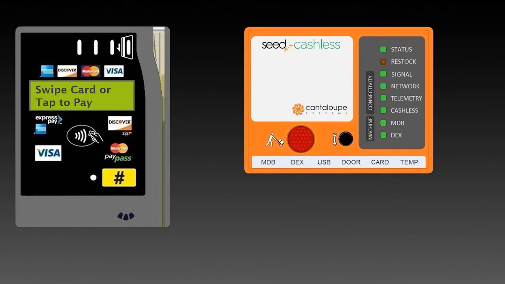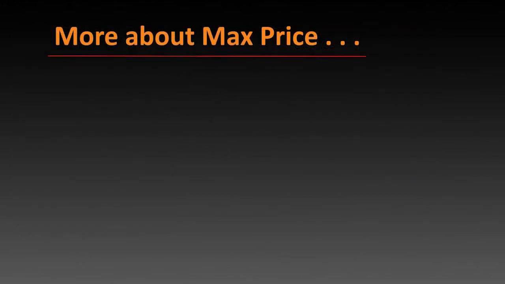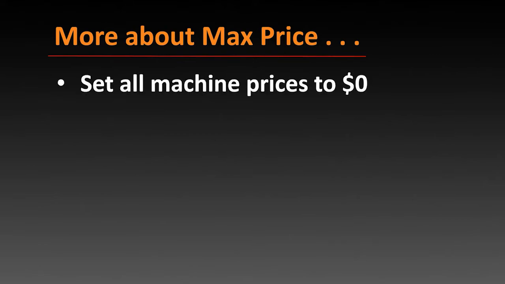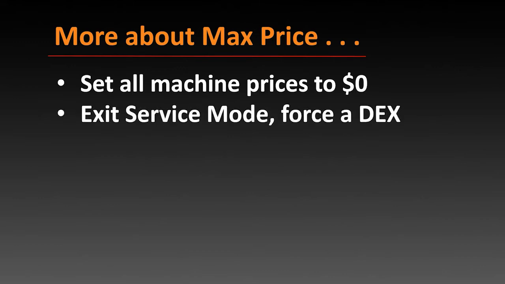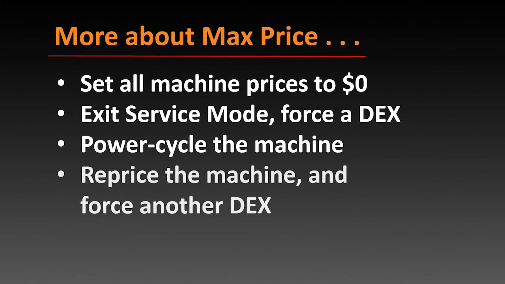For some machines, there may be a selection on the board priced higher than $10, which the device has detected in the audit data, but it cannot be seen in the machine's service mode. If you do not find any prices greater than the limit, follow this procedure. Set all the prices in the machine to $0. Then exit service mode and force a DEX transmission on the Greenlite device. Power cycle the machine. When the cashless device reconnects and the reader returns to swipe card or tap to pay, reprice the machine correctly and force another DEX.